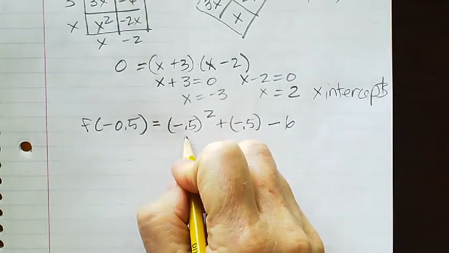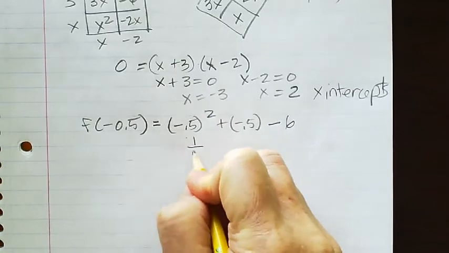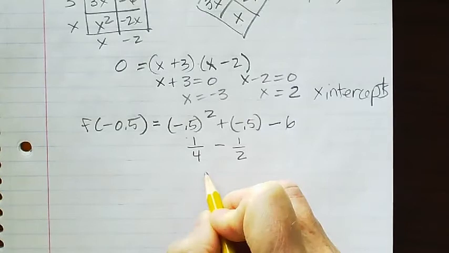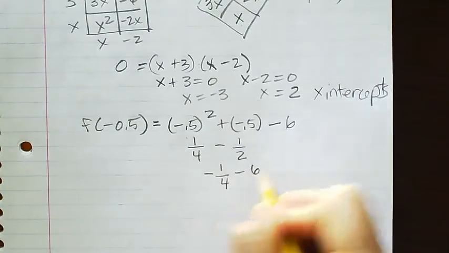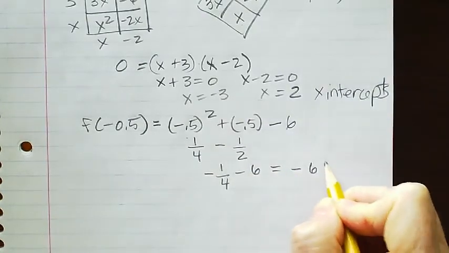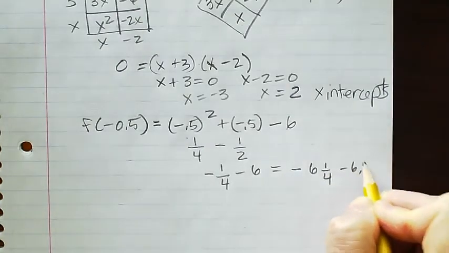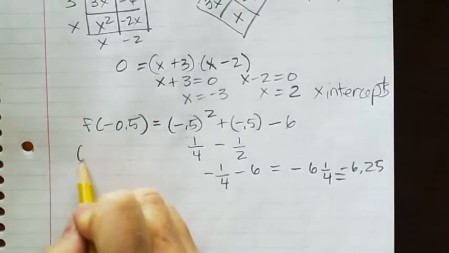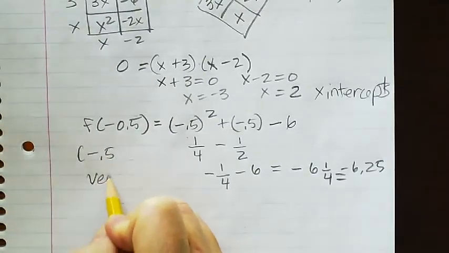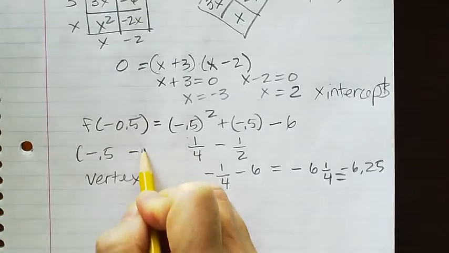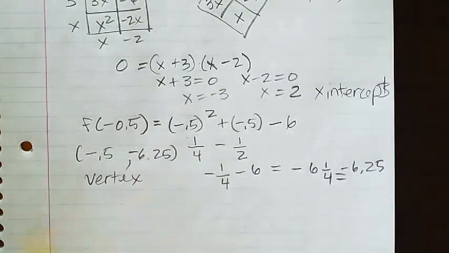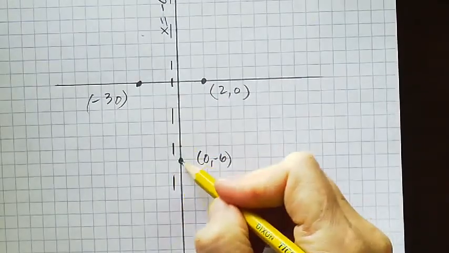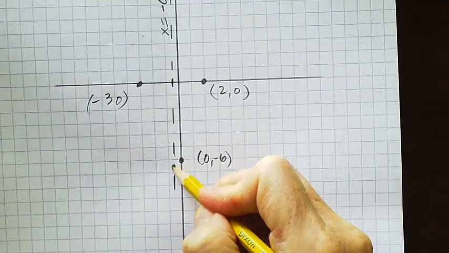So let's see, -1/2 times -1/2 is going to be +1/4. And then -1/2 would be -1/4. -6 would be -6 1/4. So -6.25. Okay, so then my vertex is at (-0.5, -6.25). So right, let's see, this is -6, so right about here.